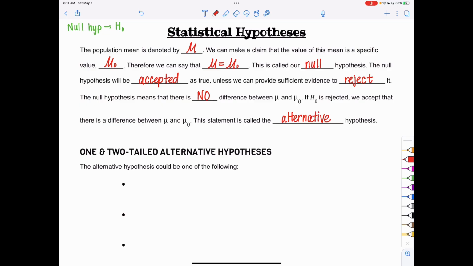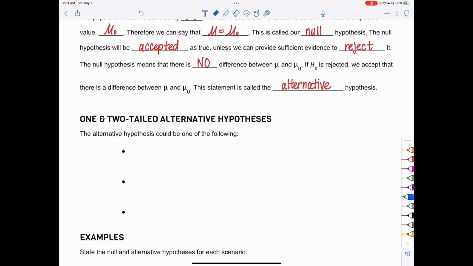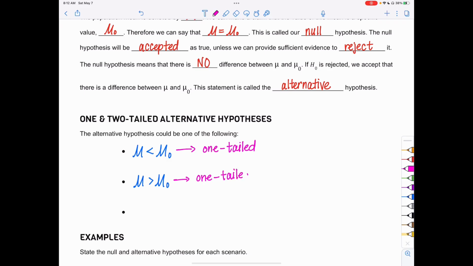So there are three types of alternative hypotheses. You have one-tailed and you have two-tailed. So an alternative hypothesis could be one of the following. So we can have that mu is less than mu sub 0. This is a one-tailed alternative hypothesis because we're only focusing on the values that are less than. We can also have that mu is greater than mu sub 0, which is also one-tailed because once again, we're only focusing on greater than.